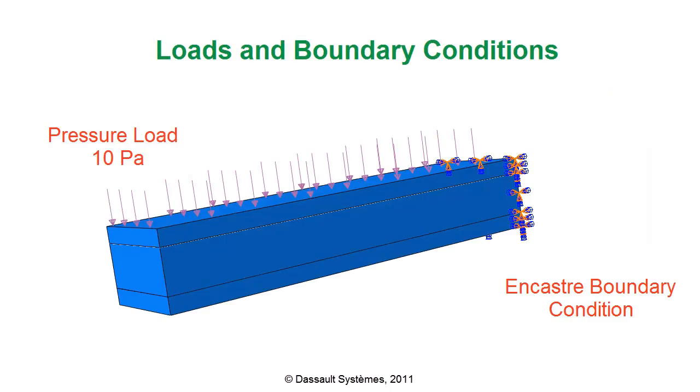All three layers of the sandwich structure will be fixed at one end, making it a cantilever. A uniform pressure load of 10 newtons per meter squared, or 10 pascals, will be applied on the top surface, causing the structure to bend downwards. Let's proceed with the demonstration.